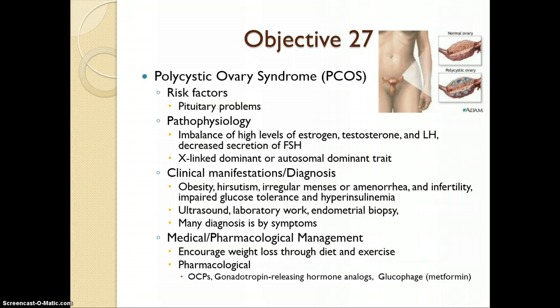Clinical manifestations and diagnosis include obesity, hirsutism or hairiness, irregular menses or amenorrhea, and infertility. The patient may also have impaired glucose tolerance and hyperinsulinemia. An ultrasound, lab work, and endometrial biopsy are used to confirm the diagnosis, but many times healthcare providers actually diagnose PCOS just by the symptoms that the patient has. The medical and pharmacological management includes encouraging weight loss through diet and exercise, and the pharmacological management includes oral contraceptive pills, gonadotropin-releasing hormone analogs, and the use of metformin.